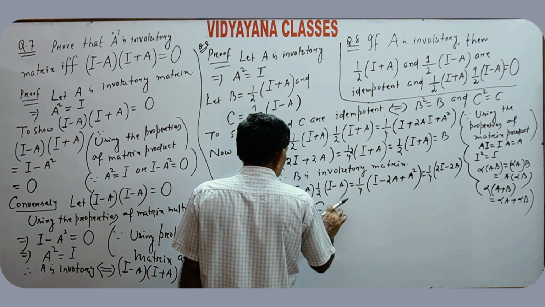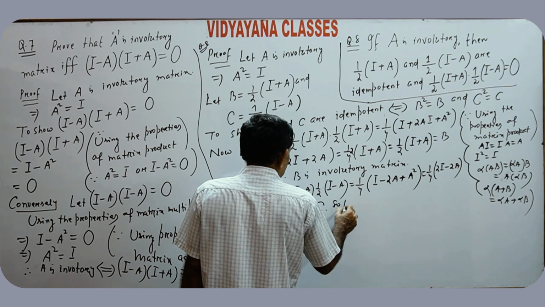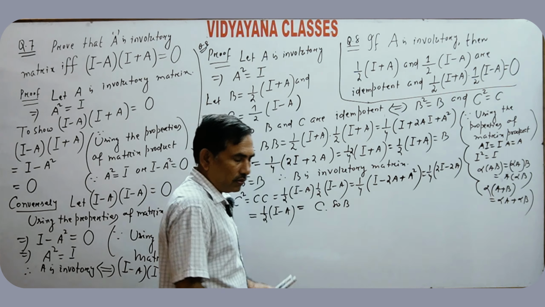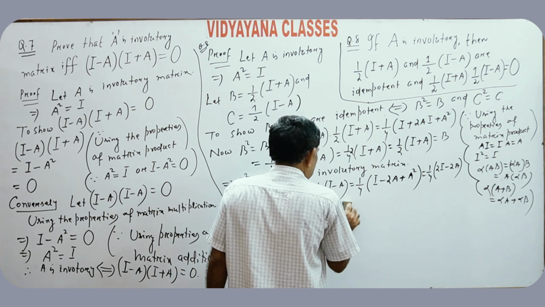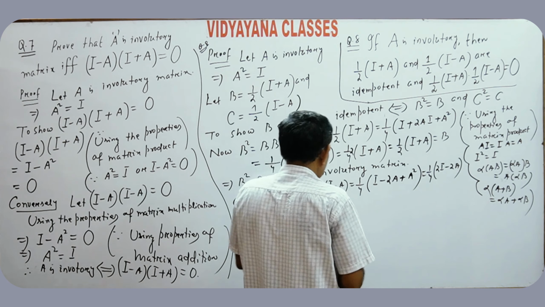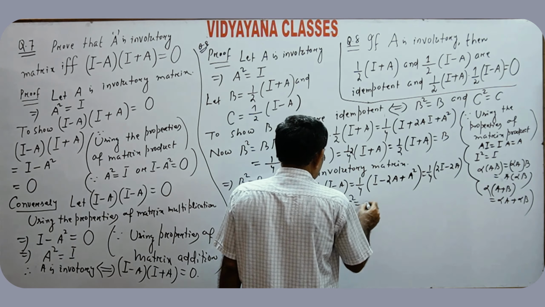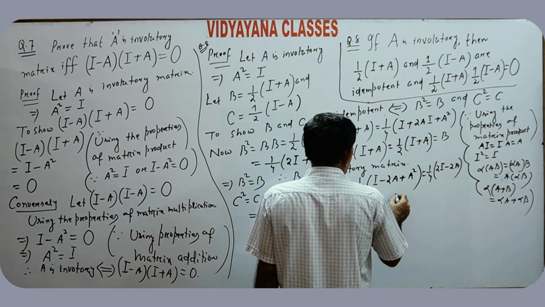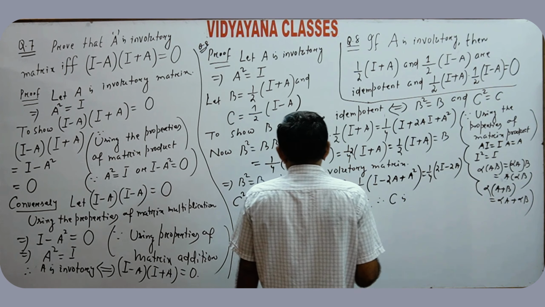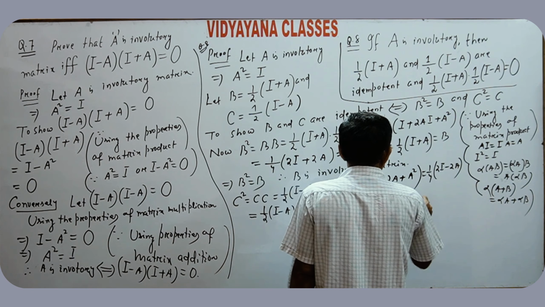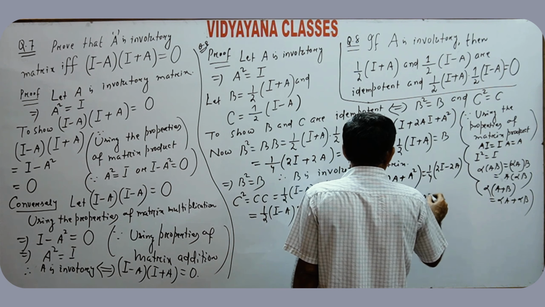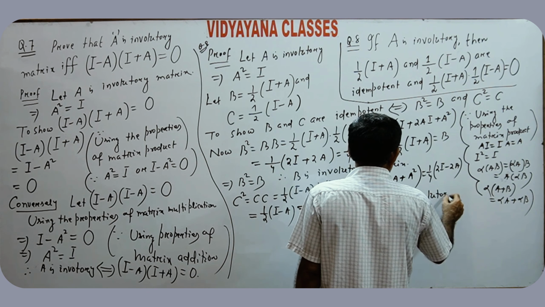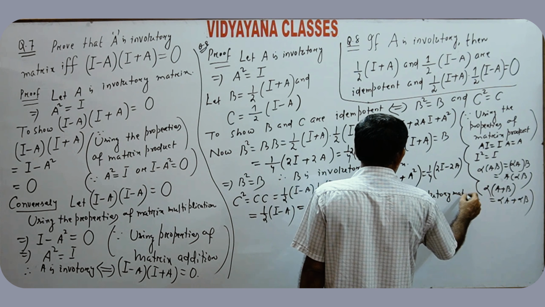Therefore, B square is C square, which is equal to C. Therefore, C is an involutory matrix.